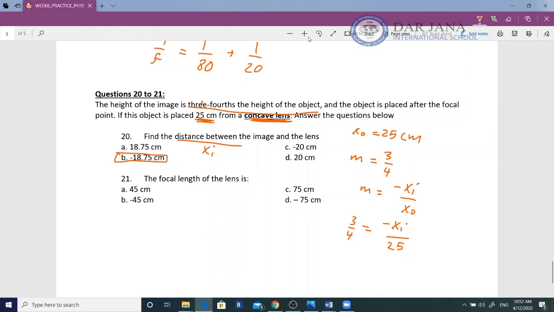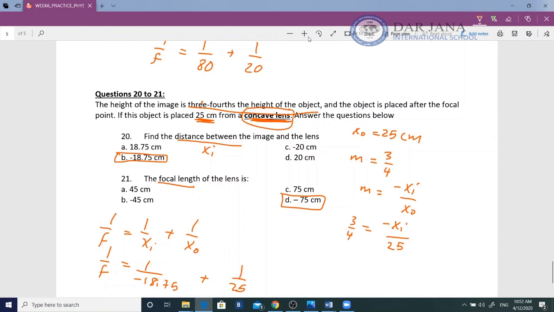Now to find the focal length, we put 1 over f equal 1 over xi plus 1 over xo. This is xi, it's 1 over negative 18.75 plus 1 over 25, put on the calculator, you will get negative 75 centimeters. And as you see, the focal length is negative since it is a concave lens. Its focal length is a virtual value.